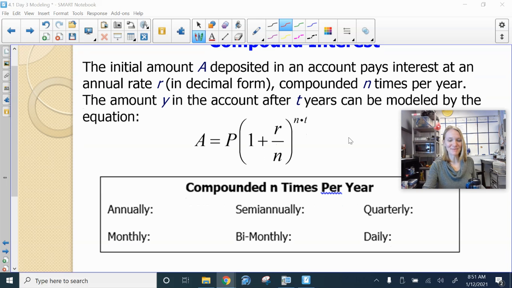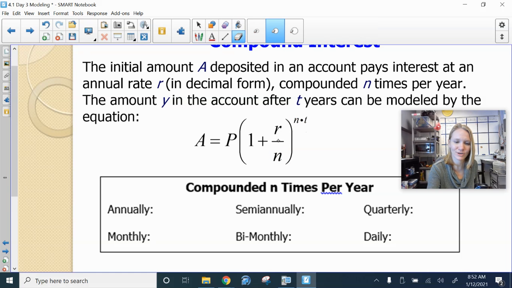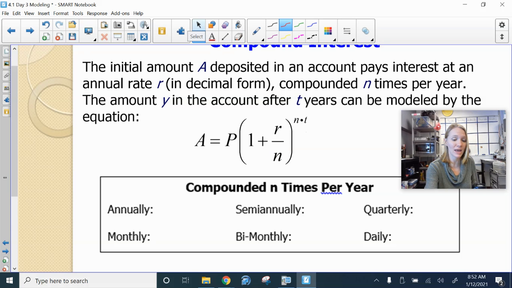Okay, so here's our formula. It's very, very close to the formula we just worked with. The only difference is that we now have this n that's added in that it didn't have before. If it's compounded just one time per year, that n becomes a 1, and then it's the exact same formula we just did. So the difference is sometimes it's compounded annually.